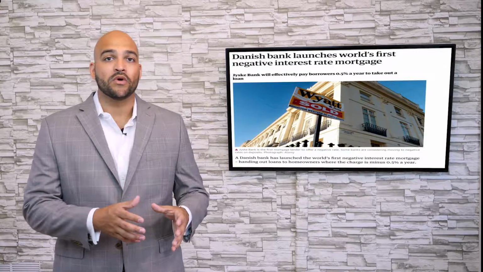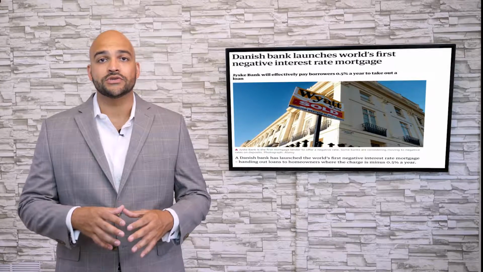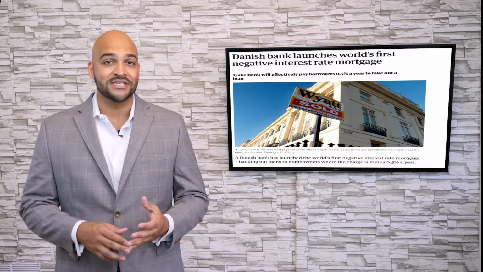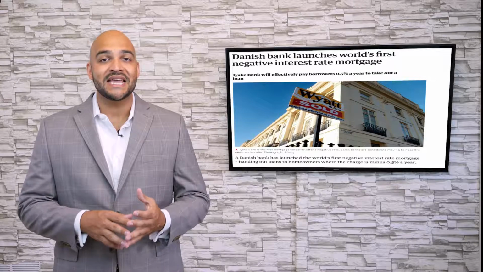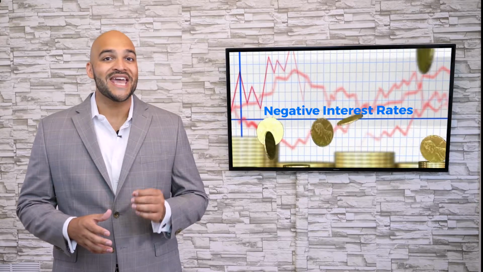Would you like to get paid to borrow money? I know that sounds like a crazy concept, but it's actually happening in Denmark where people are getting paid to take out mortgages. It's also happening in countries across Europe where corporations are getting paid to borrow, and the same thing is happening with governments who are getting paid to borrow. This is only possible due to a concept called negative interest rates.